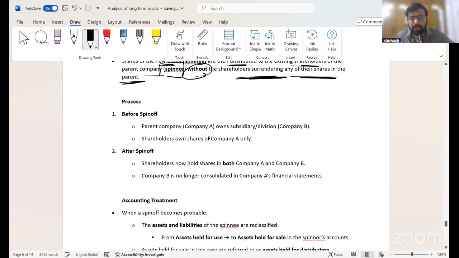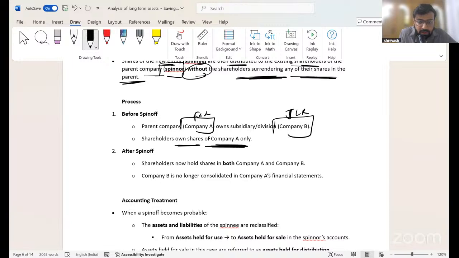Sir, what do you mean by that? Let us take an example. Before the spin-off, there's a parent company, company A, let's call that Ford, and there is a subsidiary company or division, let's call that company B, basically JLR. Shareholders own the shares of company A only. Whoever are the shareholders, they obviously own the shares of A only. So company A, or Ford, had a division called JLR. The shareholders of Ford own the shares of Ford only.